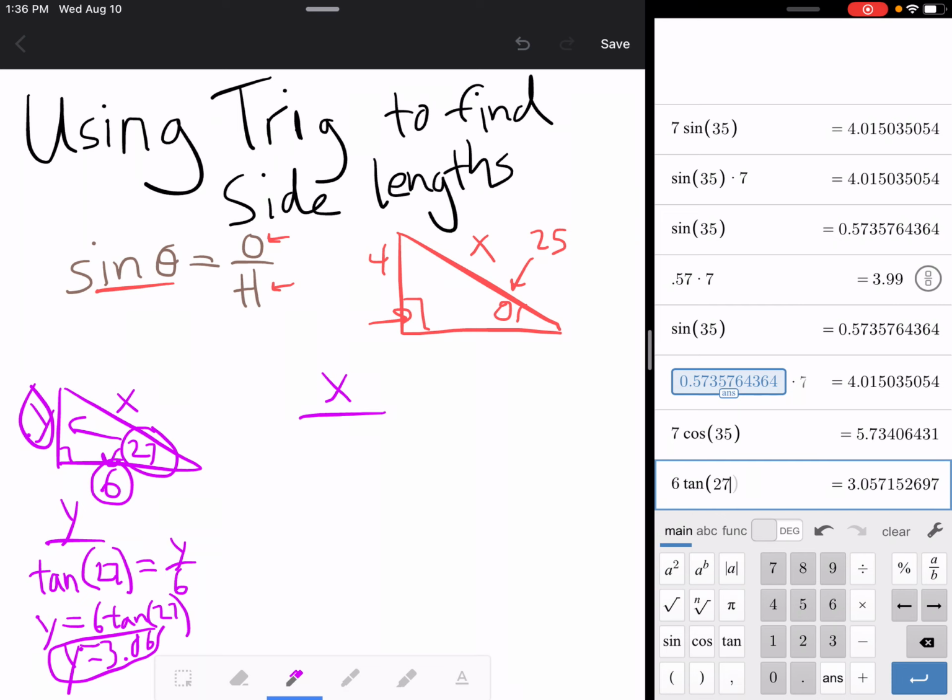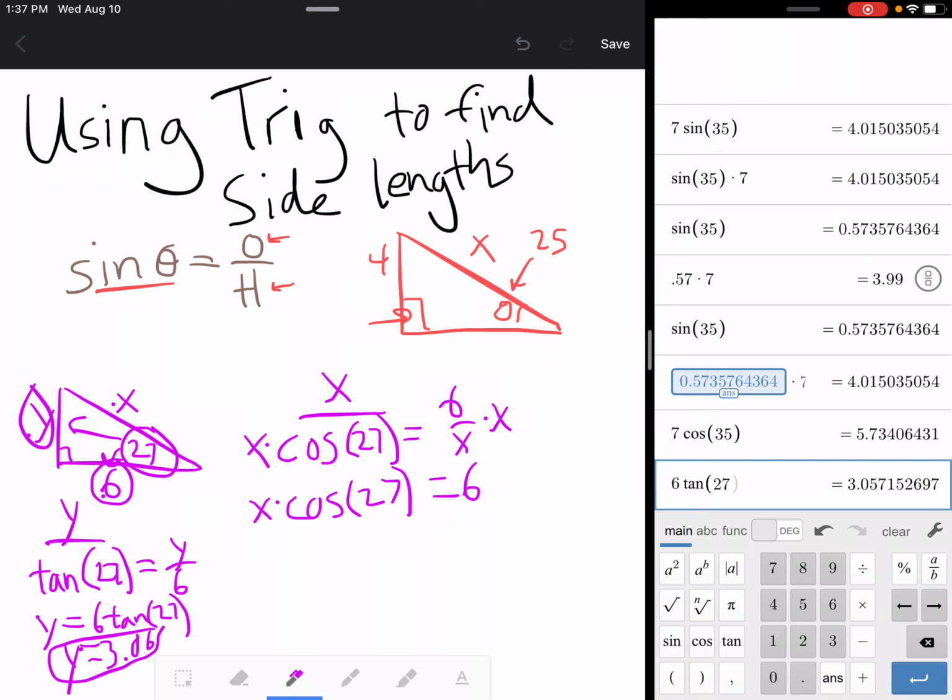Now what I'm seeing is adjacent and hypotenuse. So I'm going to use cosine. So cosine of 27. And then what makes it tricky is now it's 6 over x. So my variable is down in the denominator. So to deal with that, I'm going to multiply both sides by x first. So I have x times cosine of 27 is equal to 6.